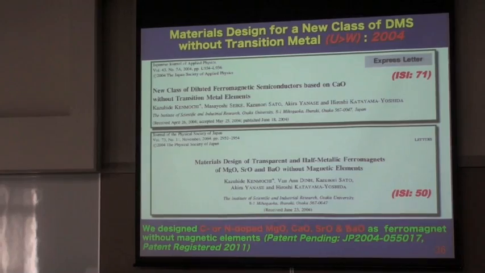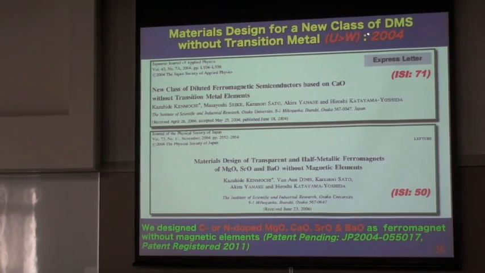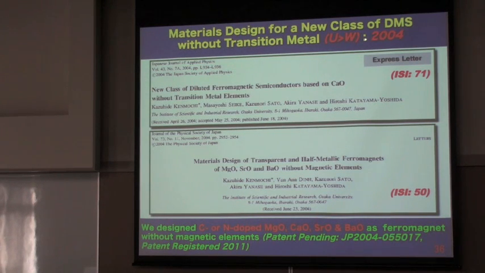In this case, based upon Zener's double exchange mechanism, we can stabilize the ferromagnetism. If the correlation energy becomes larger than the impurity bandwidth, then you can stabilize the ferromagnetism. But we do need a partial occupation like this. Then in 2004, we proposed that this kind of carbon or nitrogen doped alkaline earth metal oxide becomes ferromagnetic.